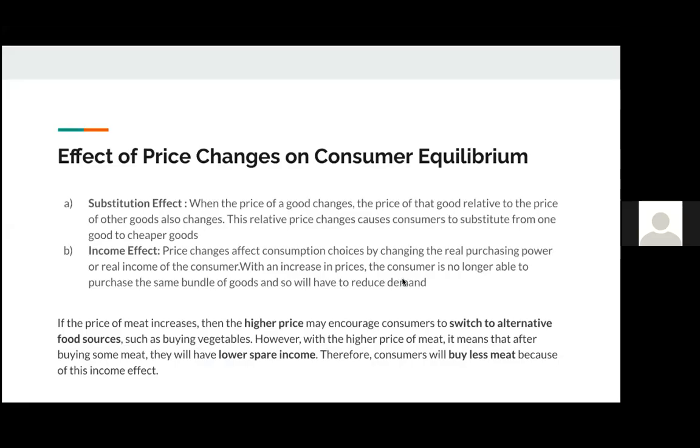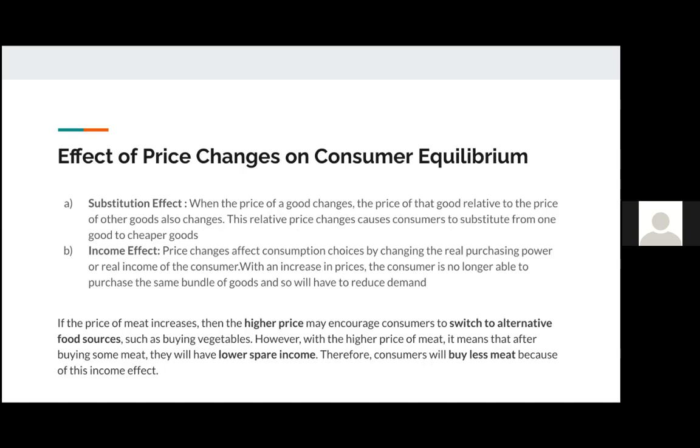So now that we understand what consumer equilibrium is, we also need to look at what the effect of price changes will be on consumer equilibrium. There are two different effects that usually occur when price changes. The first is the substitution effect, and the second is the income effect. The substitution effect is when, if the price of a good changes, the price of that good relative to the price of other goods also changes.